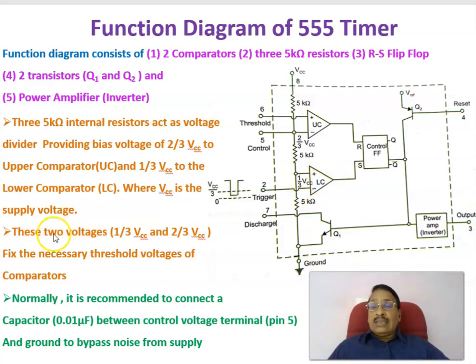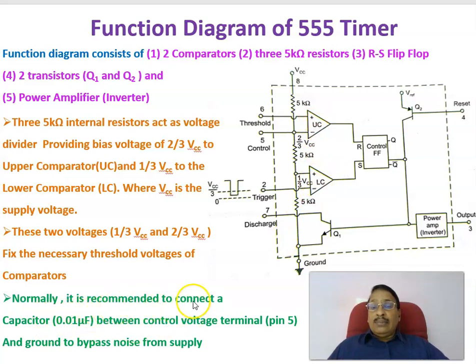Therefore, these two voltages, 1 by 3 VCC and 2 by 3 VCC, fix the necessary threshold voltages of the comparator, because the change in comparator state is decided by these two voltages, 1 by 3 VCC as well as 2 by 3 VCC. This is for the upper comparator and this is for the lower comparator.